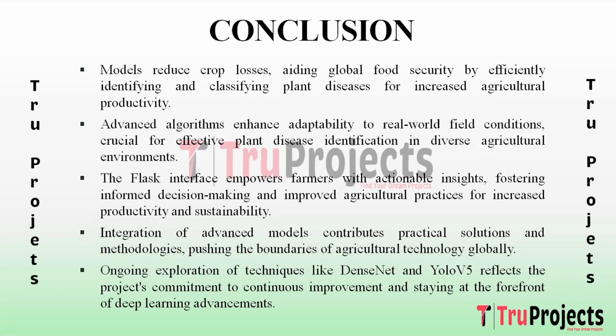And the project's extension proposes performance enhancement through techniques like DenseNet and Xception for classification and YOLO V5 for detection. This commitment to scalability ensures the project remains at the forefront of deep learning for effective plant disease identification.